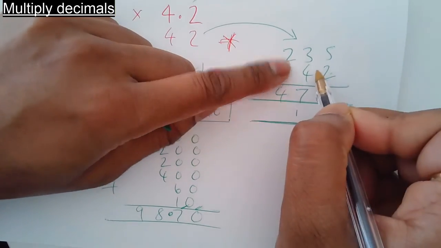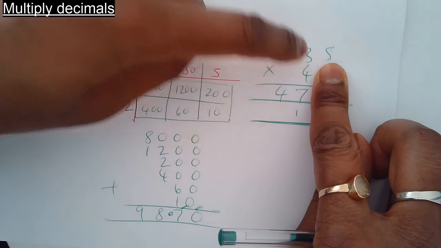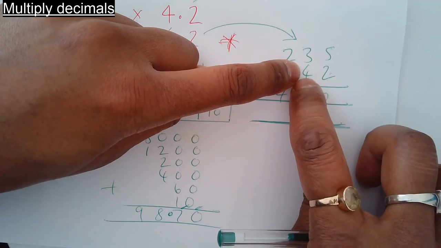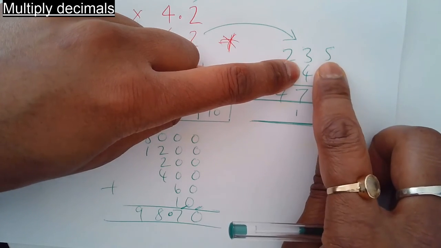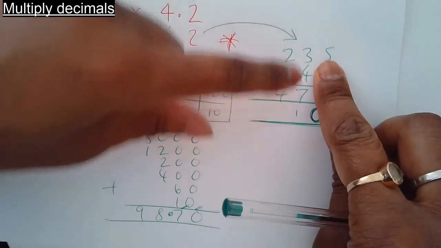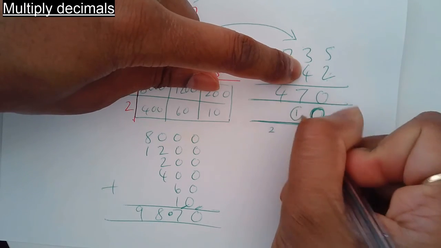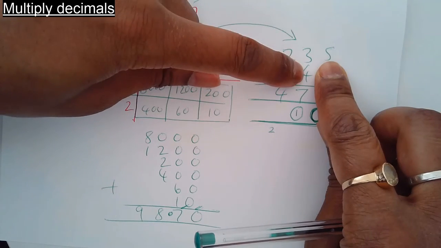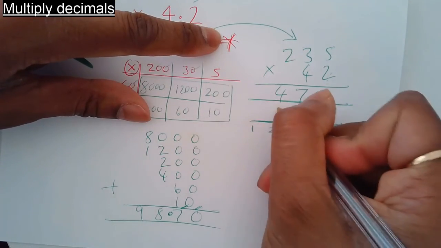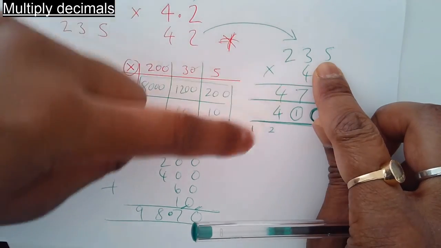Right, now we're going to multiply the 5 by the 4, the 3 by the 4, and the 2 by the 4. But really, that 4 is actually a 40. Look, 42. So that 4 represents 40. So we need to put that 0 there, extra 0. 5 times 4 is 20. Carry the 2. 3 times 4 is 12. Add the 2, 14. 2 times 4 is 8. Add the 1 is 9.